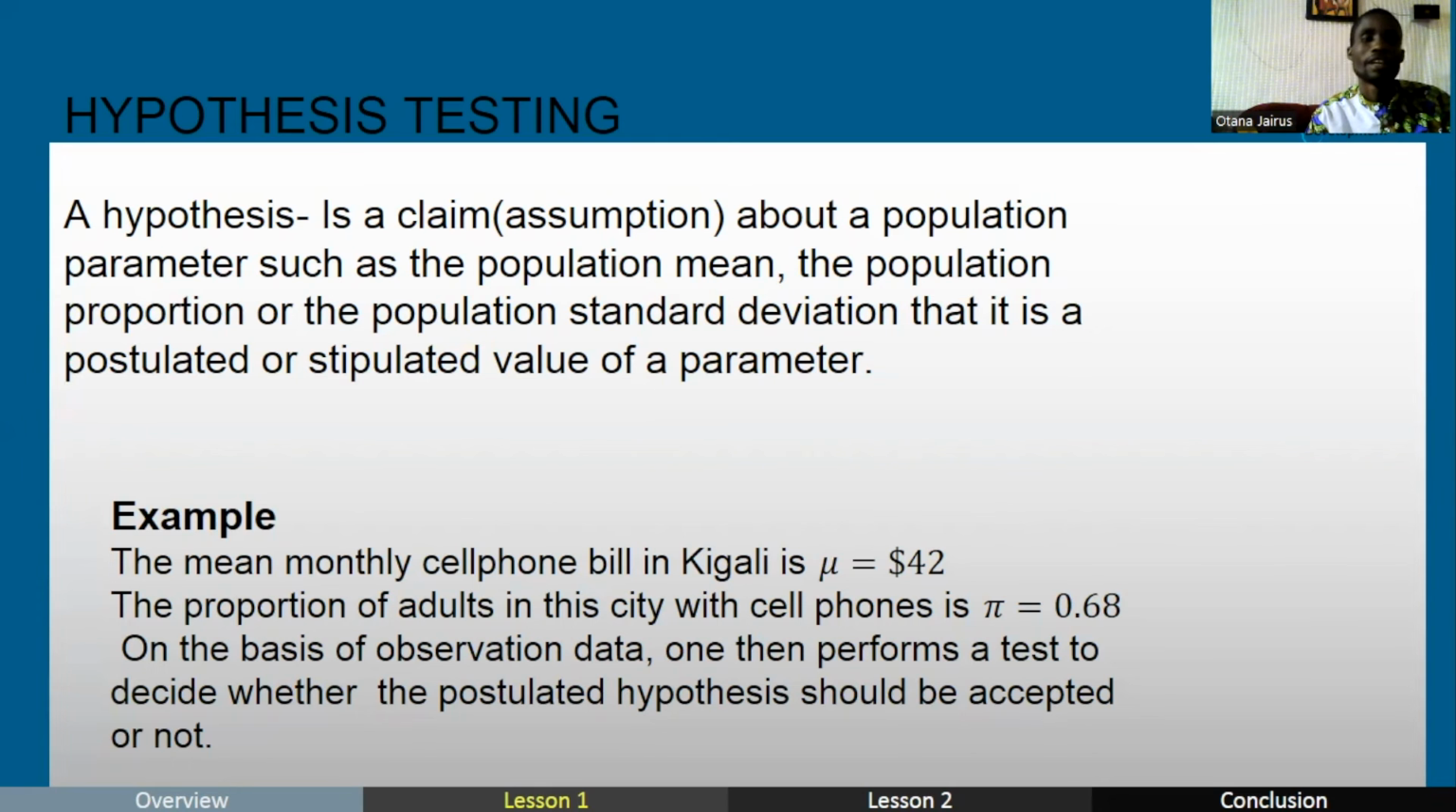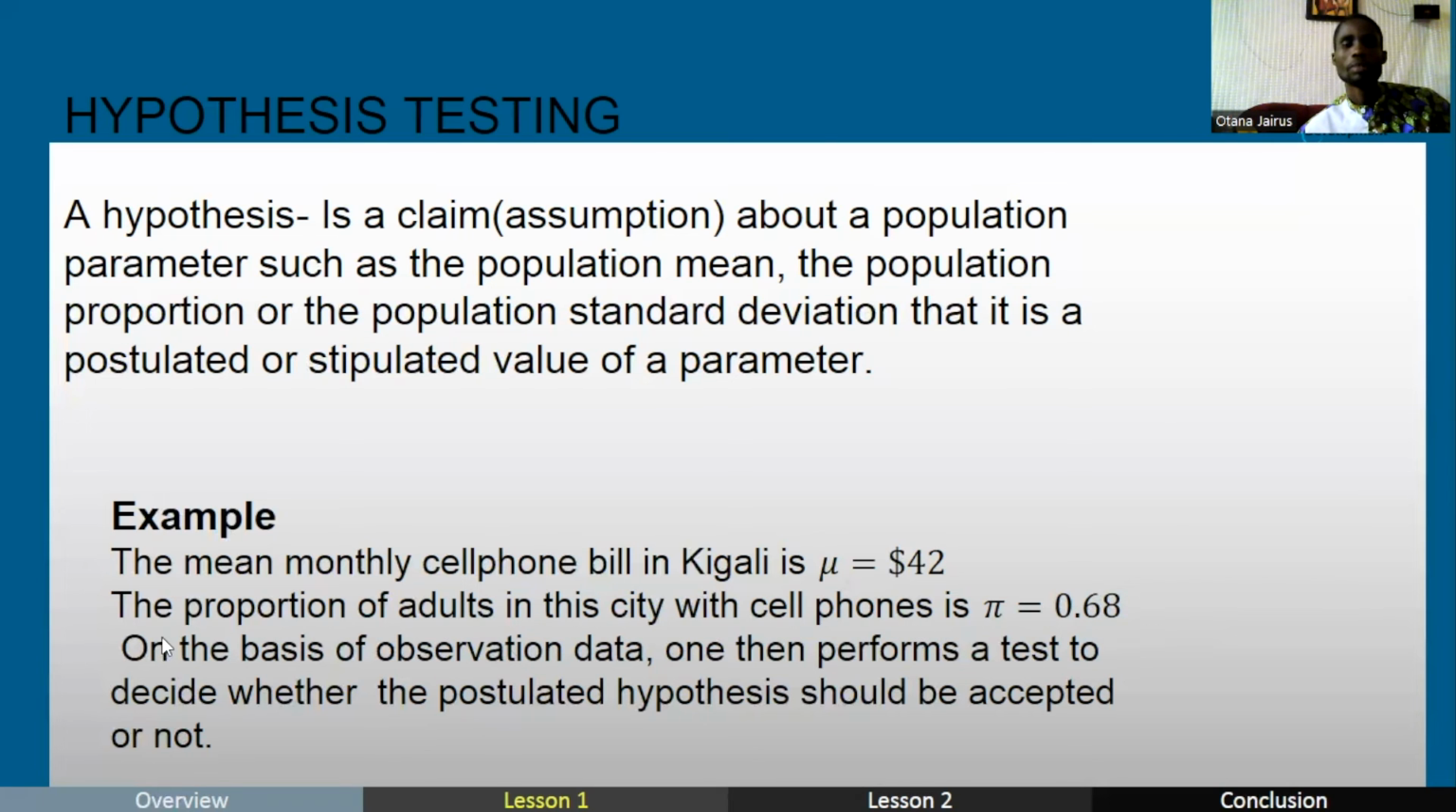So for example, let's talk about the mean monthly cell phone bill in Kigali, Rwanda. When we say assume, that is what we mean by hypothesis. So assume that the mean cell phone bill is $42. And for the proportion of adults in this city who have cell phones, you can give it a value of pi, and let's say it is 0.68.